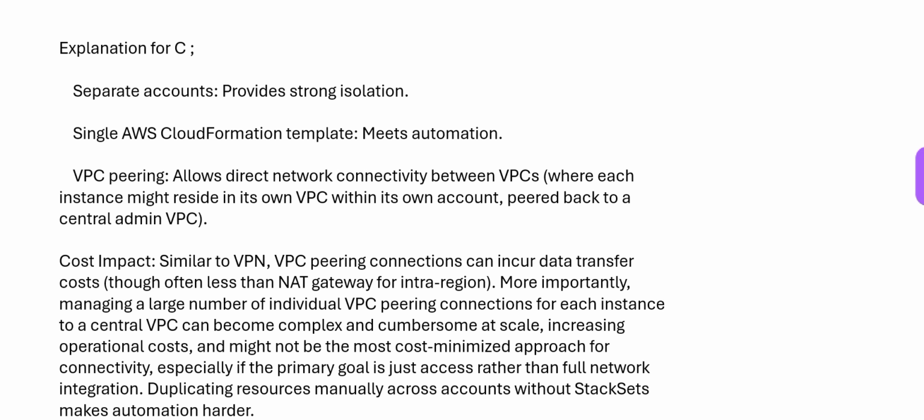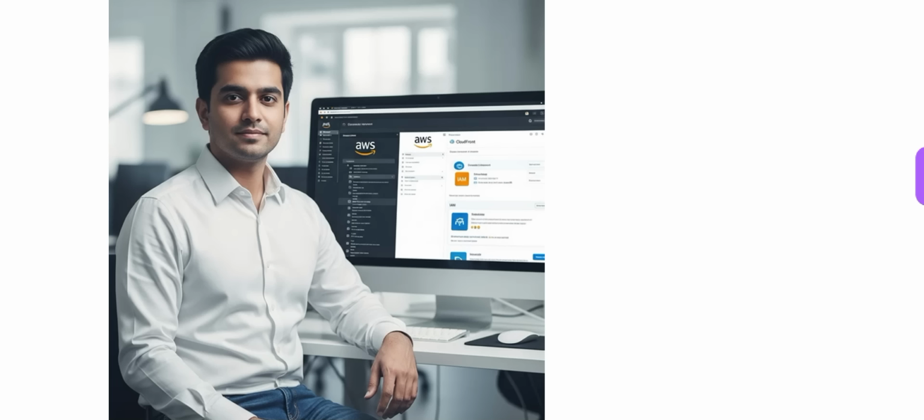C, it says we will duplicate certain things. They are going to use separate accounts, so you get the maximum isolation. They will use one template that meets your automation needs. They would use VPC peering, so it allows direct network connection between the VPCs. And cost impact, it is not much. You've got to manage a number of VPC peering connections for each instance. That can increase your operational cost, but this looks to be the best option.